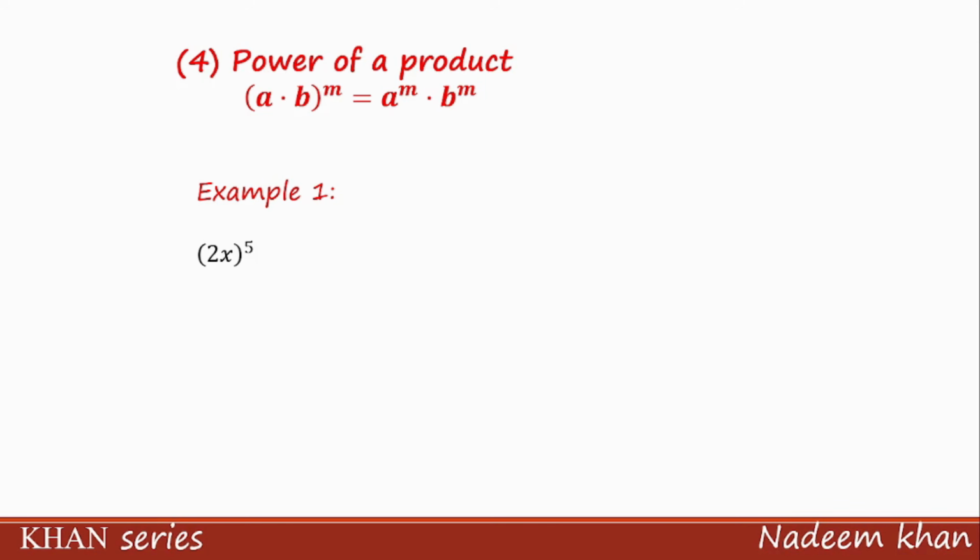We distribute the power. Example 1. 2x whole power 5. We distribute the power on 2 and the variable x. We get 2 to the power 5 times x to the power 5, which is 32x to the power 5.